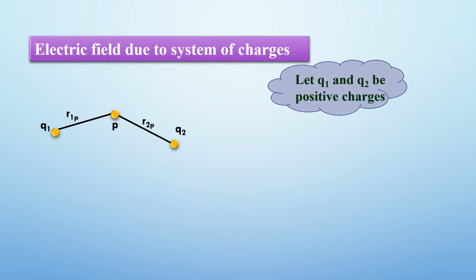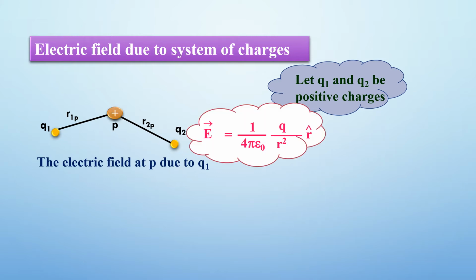So as we have taken Q1 and Q2 to be two positive charges, the electric field at point P due to Q1 should be 1 upon 4 pi epsilon naught Q by R squared into R cap, which is a general formula. I'm going to apply this to find electric field due to Q1, which we will call E1. Therefore, E1 should be given as 1 upon 4 pi epsilon naught Q1 upon the square of the distance, which is R1P the whole square, into R1P cap, which shows the direction of electric field, where R1P cap is a unit vector.